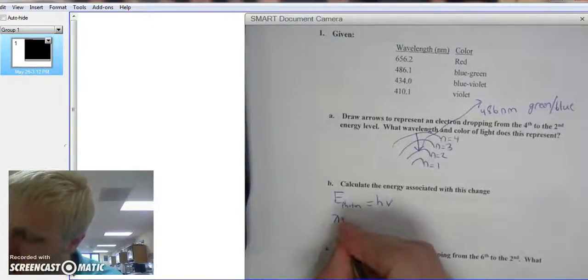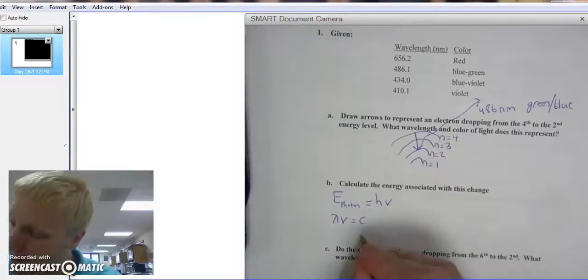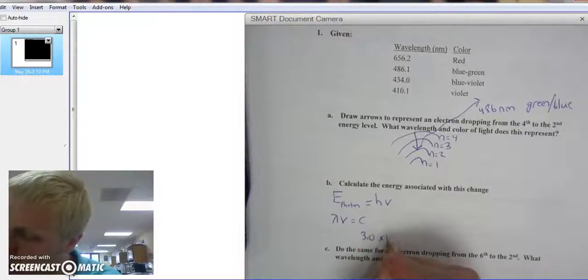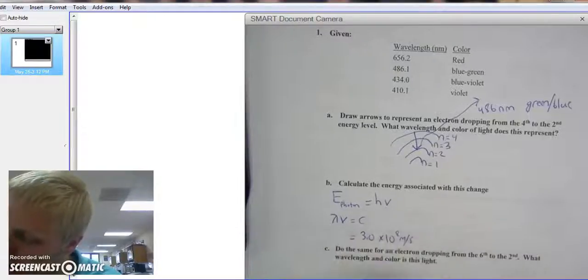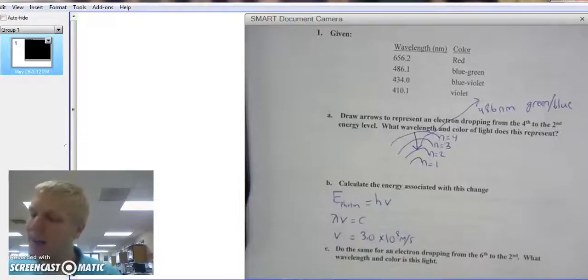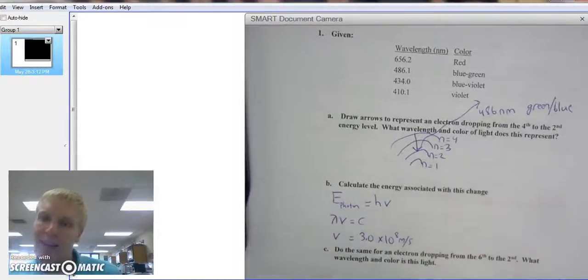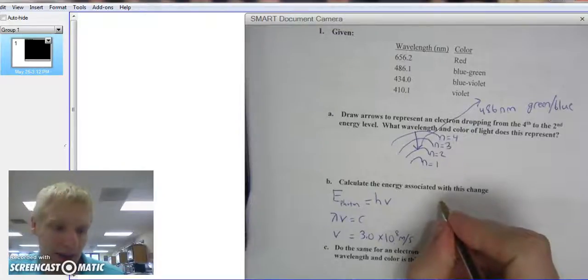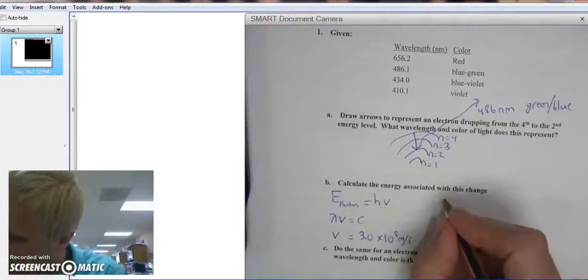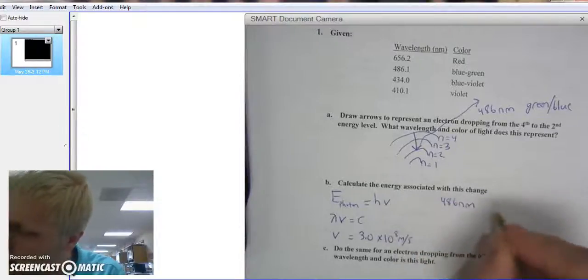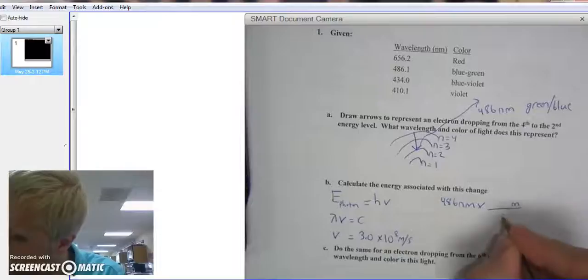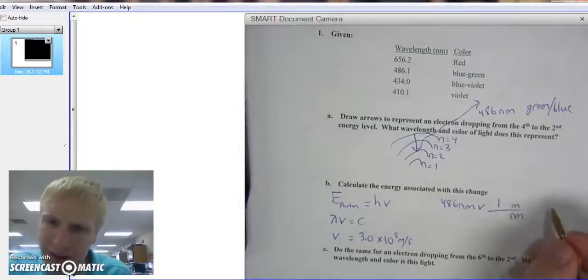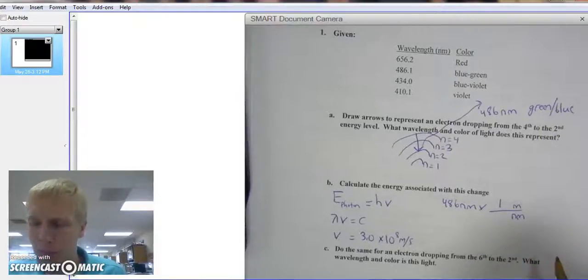So we have wavelength times frequency equals speed of light. Alright, so 3.0 times 10 to the 8th meters per second equals frequency, and our wavelength is 486 nanometers. However, we're in meters. So we're going to have to convert our nanometers into meters. Alright, so I'm going to write down 486 nanometers. I'm going to times it by what I want, which is meters. I'm going to get rid of what I don't want, which is nanometers. And I'm going to put 1 on top. So I always like to put my number 1 with my larger prefix.